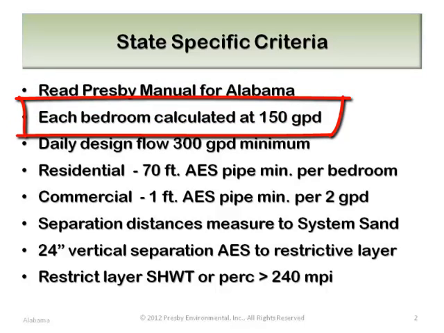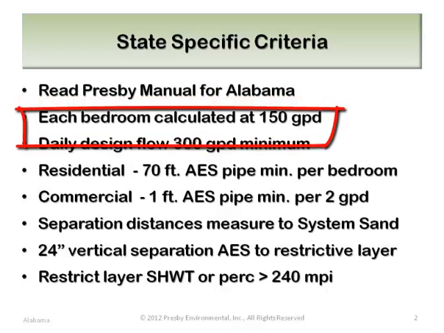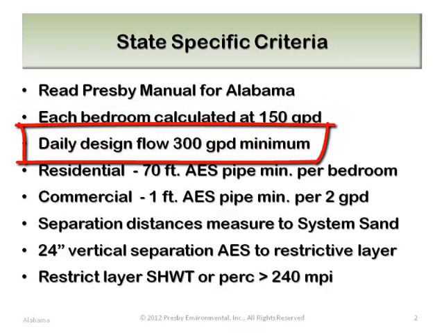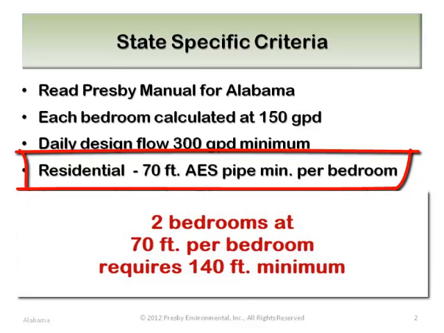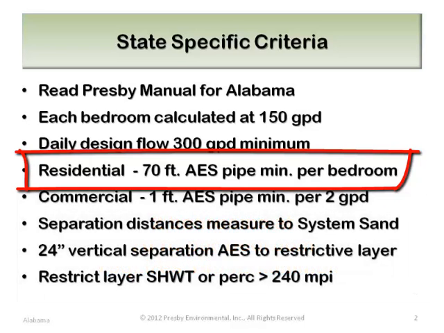The design manual uses 150 gallons per day as the daily design flow for each bedroom. The minimum daily design flow for any system is 300 gallons per day. The advanced Enviroseptic pipe required for a residential system is calculated at a minimum of 70 feet per bedroom. For example, a two-bedroom system would require 140 feet of AES pipe to adequately treat the daily flow.